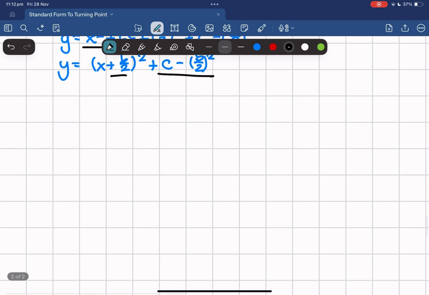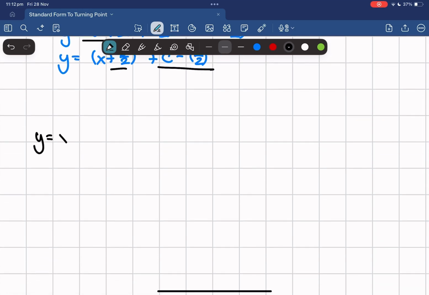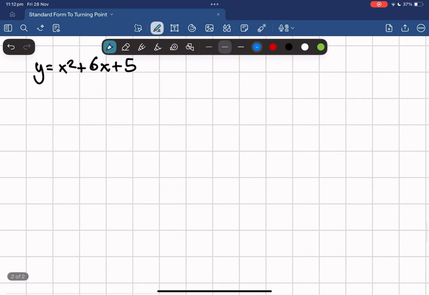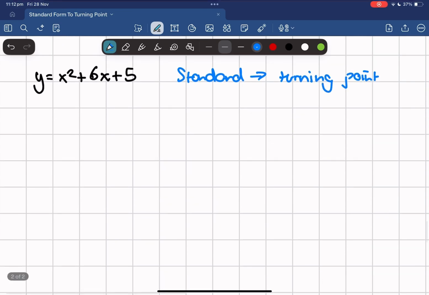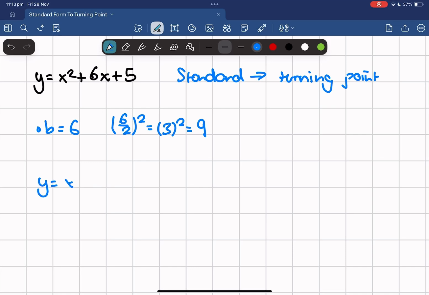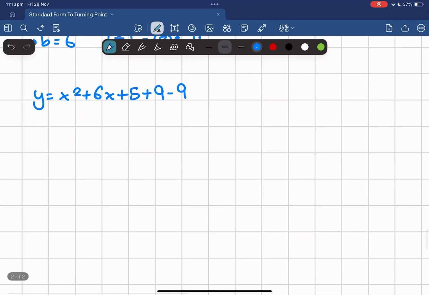Now, let's go through a short example where y is equal to x squared plus 6x plus 5. So we're trying to complete the square if we want to go from standard form to turning point form. Alright, so let's first identify what b is. So b here is equal to 6. Now 6 divided by 2 all squared is 3 squared, which is 9. So now I'm going to add that: x squared plus 6x plus 5 plus 9 minus 9.